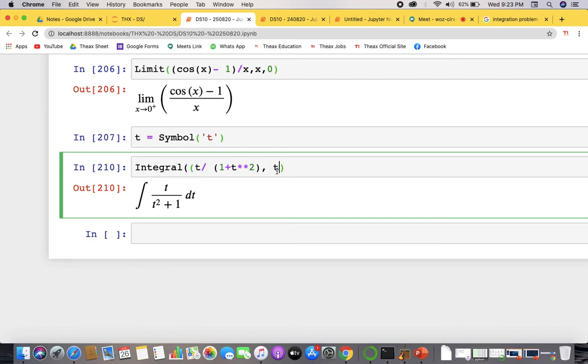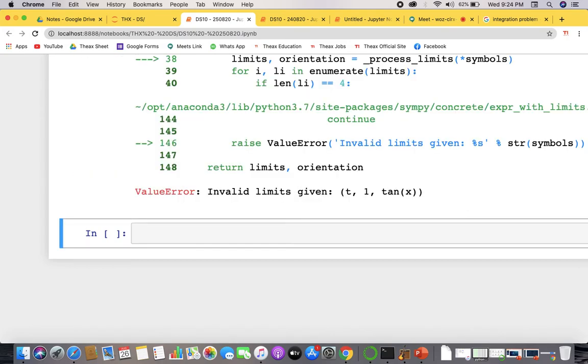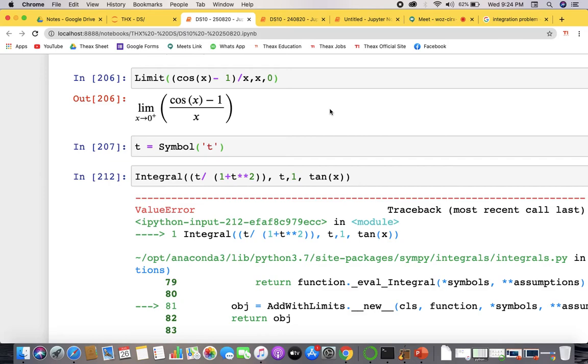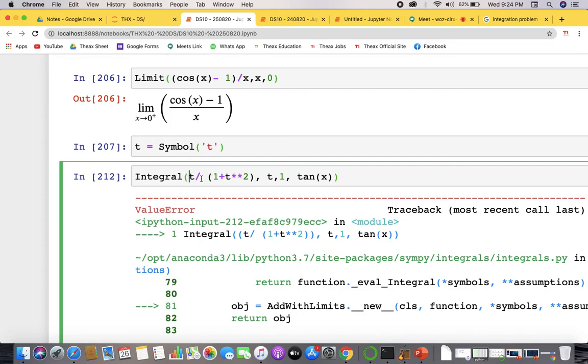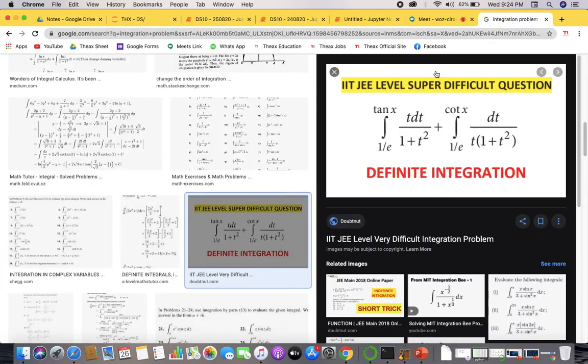So there are some limits now. Limits are from 1 by e to the tan x. One minute. Invalid limits. Something we have written wrong. Expression writing is wrong, I think. So let's take this as the expression. This is my e, isn't it? So t by 1 plus t square, that is the expression. Okay, limits are 1 by e to the tan x.